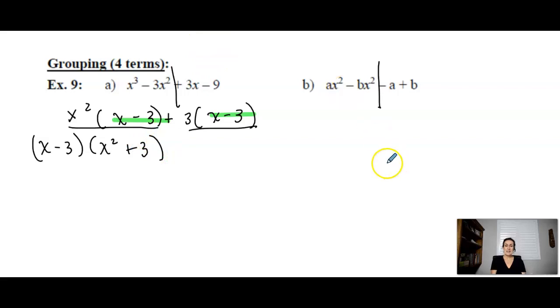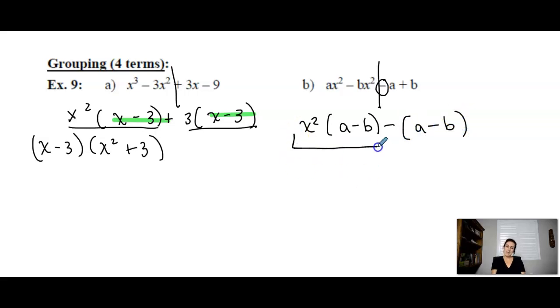And you're done. That's your answer. Looking at this one, we have an x squared that will factor out, leaving me with the a subtract b. Now, anytime there's a negative, you write the negative down. You always want to factor that negative out. So if I factor that negative out, then I also have an a subtract b.